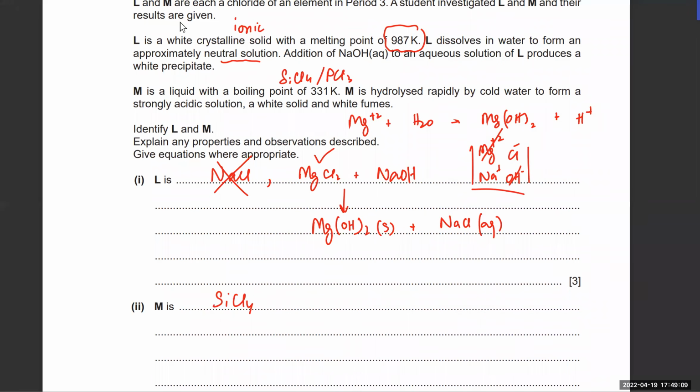And you have to explain the observation. So you're going to write every point and explain it. High melting point, that's ionic. Low melting point, so that's covalent, and it's SiCl4 or PCl3 because they are liquids. They rapidly react with cold water and form a white solid, so that means it's going to be SiCl4. You can write the equation as well. They're actually asking for the equation, so you have to give equations in this case. You just have to explain everything that we just talked about.